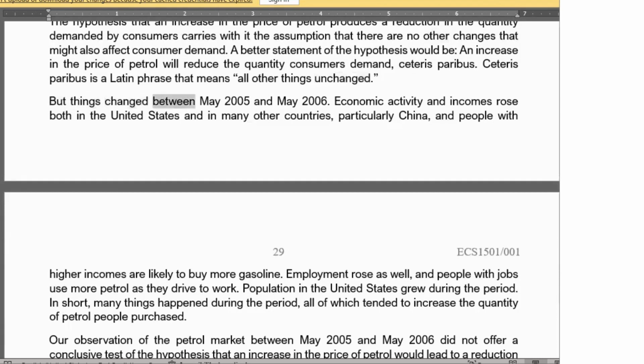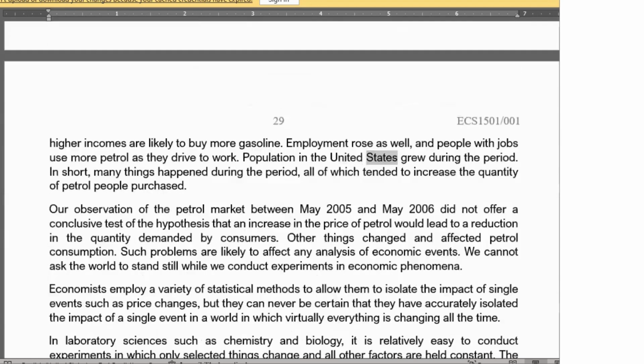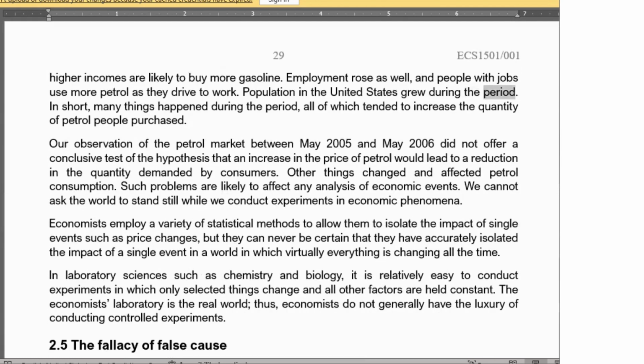But things changed between May 2005 and May 2006. Economic activity and incomes rose both in the United States and in many other countries, particularly China, and people with higher incomes are likely to buy more gasoline. Employment rose as well, and people with jobs use more petrol as they drive to work. Population in the United States grew during the period. In short, many things happened during the period, all of which tended to increase the quantity of petrol people purchased.